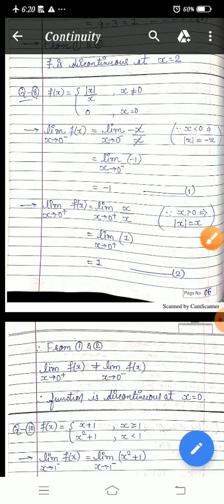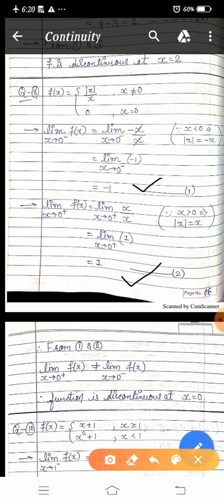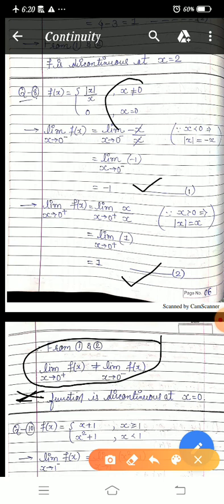So we can see that from equation number 1 and 2, first value was minus 1 and now second value we have found that is equals to plus 1, so that both values are not same. So we can say that function is discontinuous at the given point, and here given point was x equals to 0.